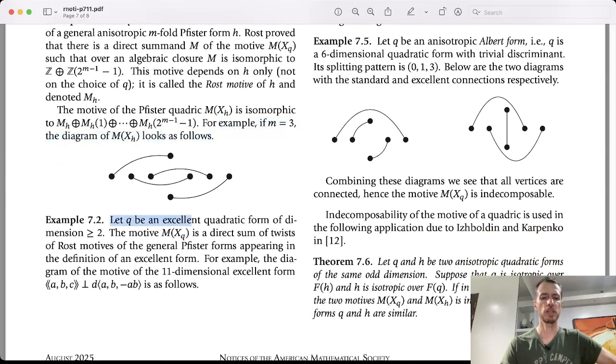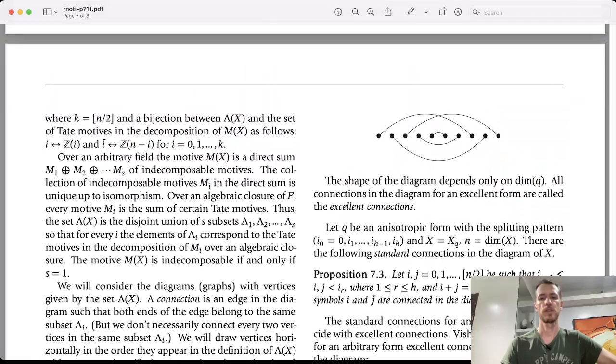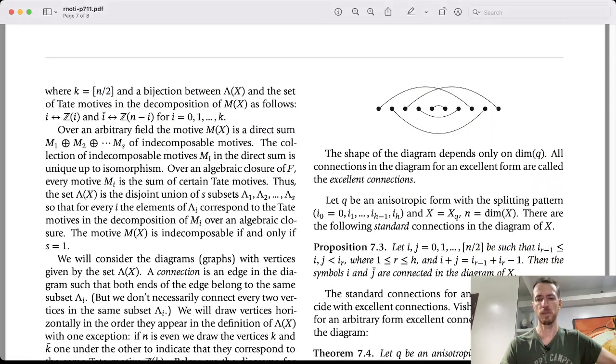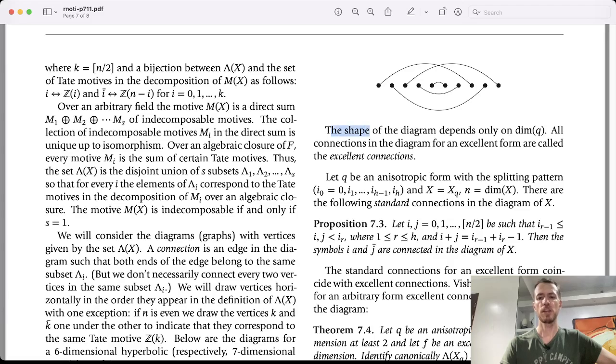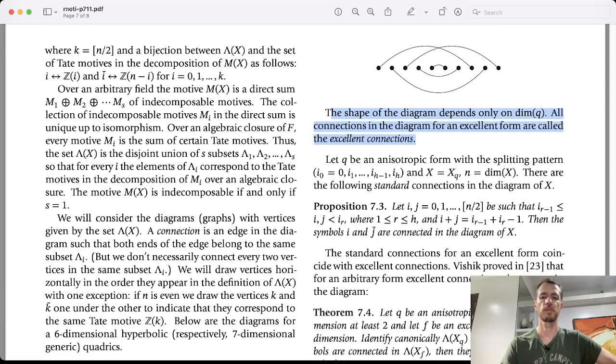Example: let Q be an excellent quadratic form of dimension bigger than 2. The motive of X_Q is a direct sum of twists of Rost motives of the general Pfister forms appearing in the definition of an excellent form. For example, the diagram of the motive of the 11-dimensional excellent form is as follows. And it's a pretty diagram with a bunch of dots. The shape of the diagram depends only on the dimension of Q. All connections in the diagram for an excellent form are called the excellent connections.